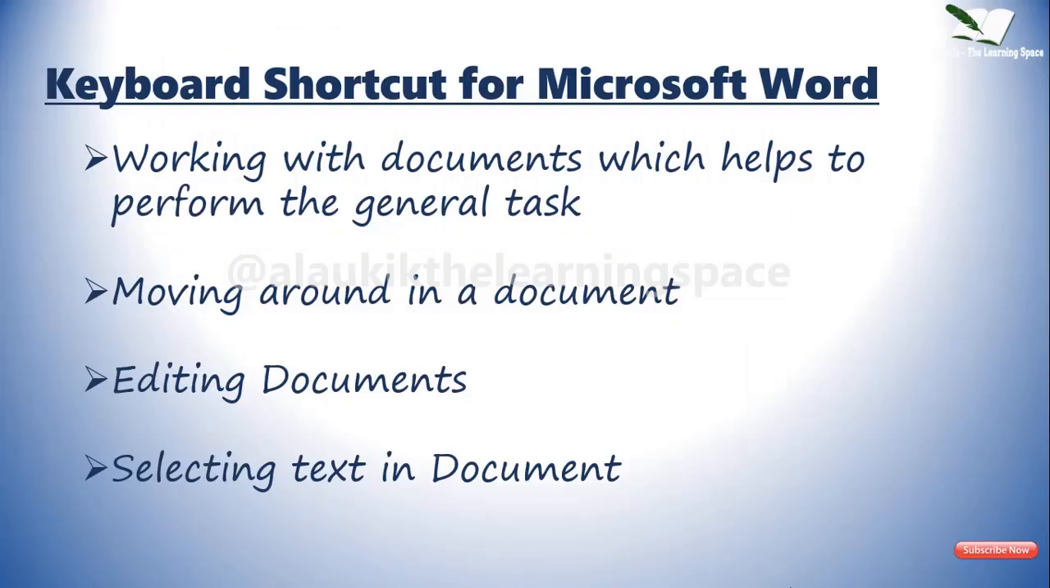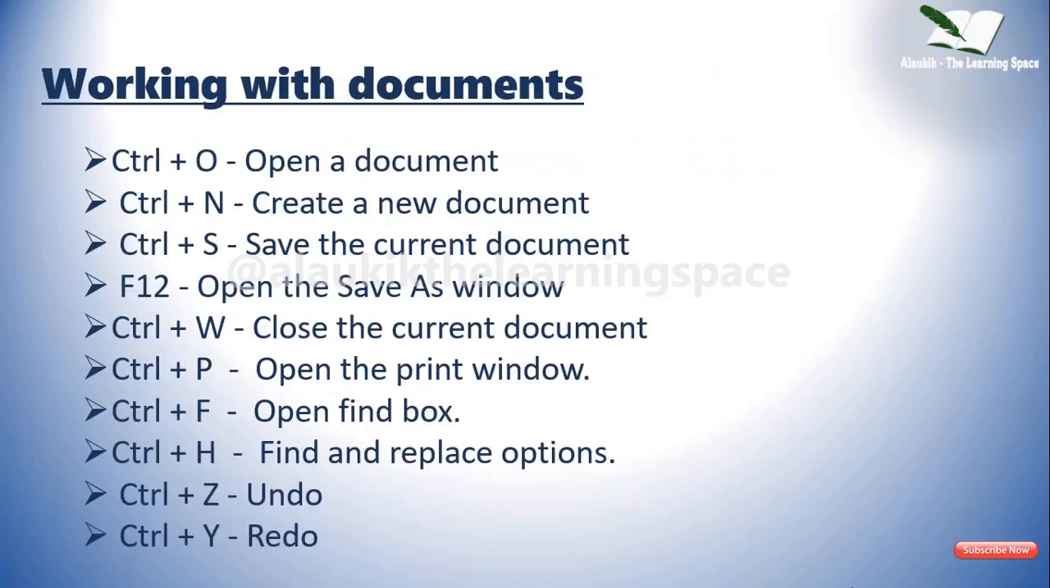See, I divided the shortcut keys into 4 segments. First, for working with documents, which help to perform the general tasks. Second, for moving around in a document. Third, for editing documents. Fourth, for selecting text in a document. In this video, we are going to cover the first 2 segments. That is, for working with documents, which help to perform the general tasks, and the second one, moving around in a document. And the rest too, I am going to cover in the next video. Fine. So let's start our work.